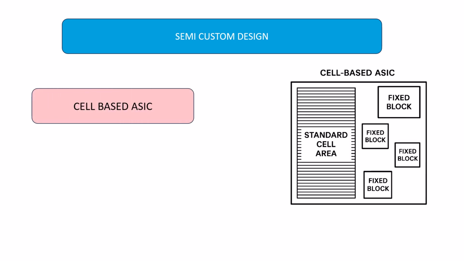Cell-based ASIC. The cell-based ASIC has a standard cell area and there are also fixed blocks. What is a standard cell? In a standard cell, we will have rows of cells. The height of the rows will all be fixed, whereas the width will change. Depending upon the size of the logic, the width can be changed, whereas the height remains the same. The fixed blocks which you see here in this diagram are nothing but the ASIC which you have made by using the full custom design.